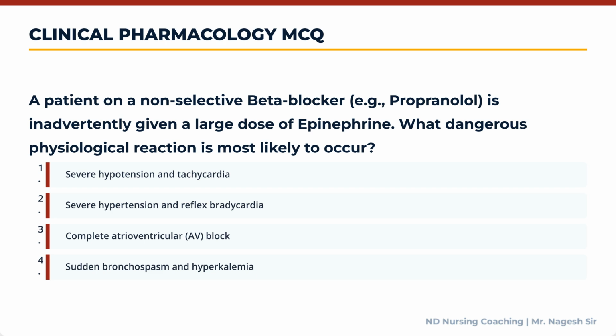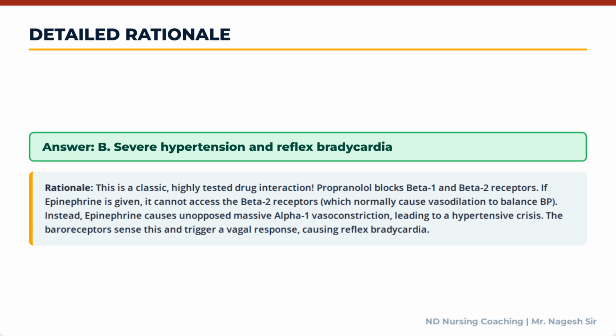A patient on a non-selective beta blocker is inadvertently given a large dose of epinephrine. What dangerous physiological reaction is most likely to occur? The answer is B, severe hypertension and reflex bradycardia. Since the beta-2 effects are blocked, the powerful alpha-1 vasoconstriction is unopposed, leading to a hypertensive crisis.